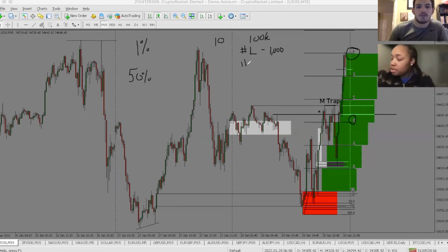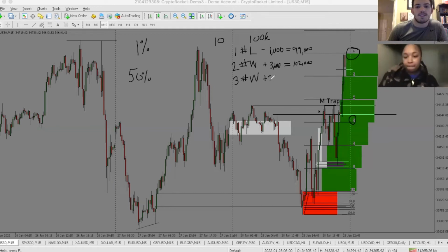Number 2. Win. That's a heads. Okay, so we got plus 3,000. So let me do the balance real quick. So this was 99, and now you're at 102. All right, let's do the third one. It's heads again. Wins. Okay, plus another 3K. We're on a roll.